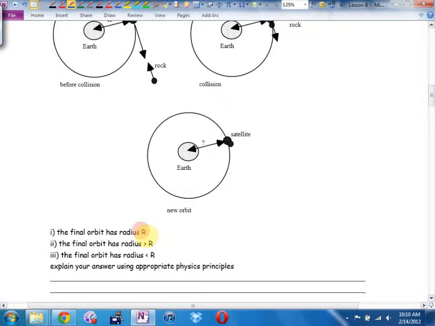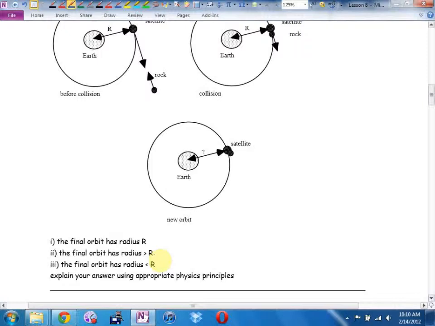Is the new orbit the same radius as before? Is the new orbit at a higher radius than before? Is the new orbit at a lower radius than before? And convince me. Any suggestions? What would happen if it slowed down? Okay. Why?